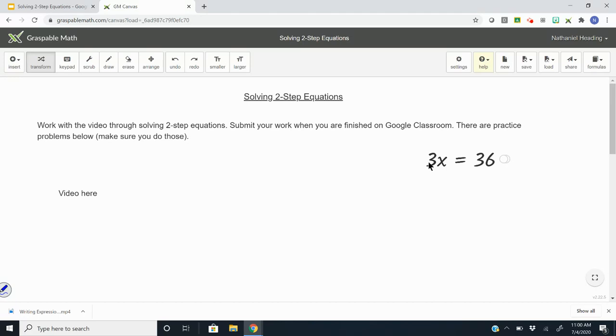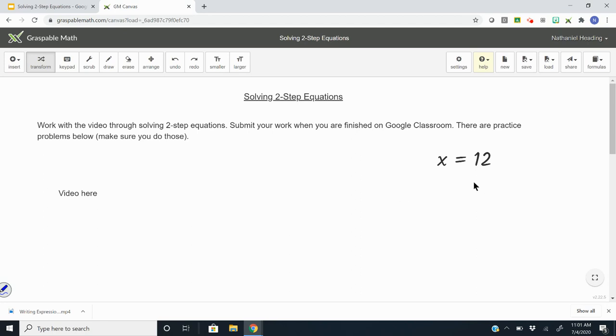Next, I need to undo this times 3. Well, the opposite of times is divide. So I'm going to take this and drag it over, and you notice how it turns to division. So to undo times 3, I divide by 3. Then when I click the little division bar, it's 12. So I have 12 DVDs in each box.